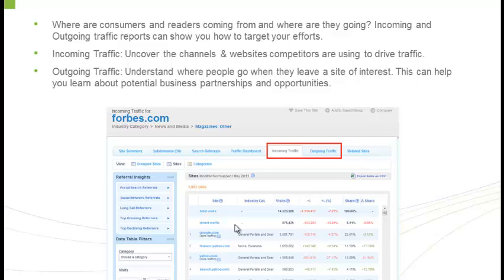This can help you learn about potential business partnerships and opportunities. There might be sites on both reports, incoming and outgoing traffic, that you didn't even think were referring people. Uncovering that can help you place your content on those sites, maybe come up with some new partnerships that you hadn't considered before. It will just open up a bunch of new options for you.